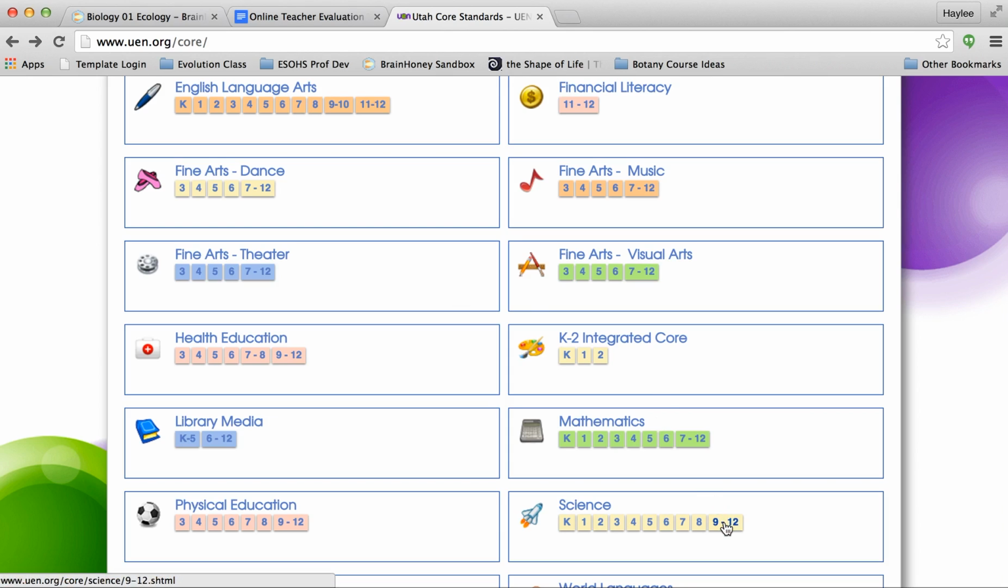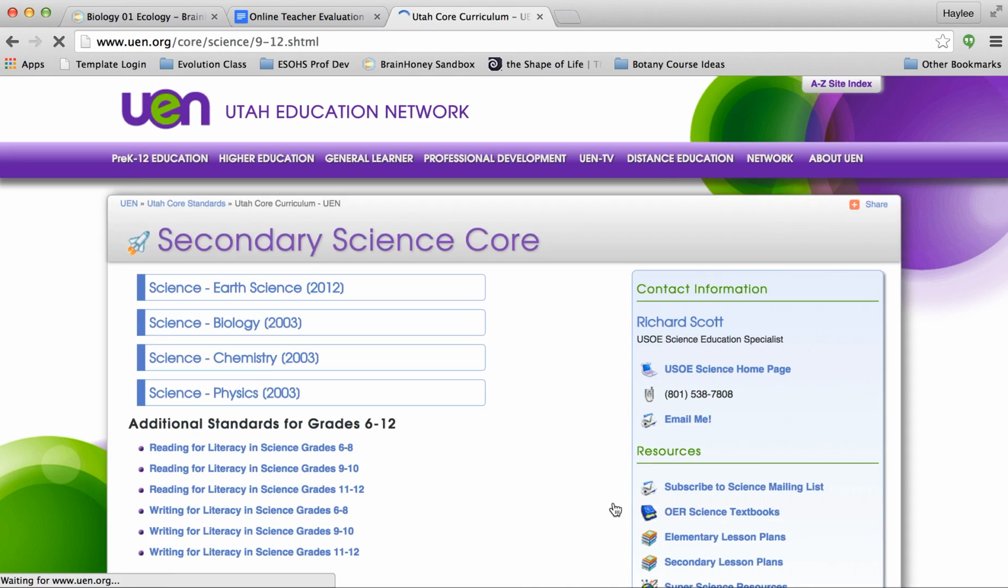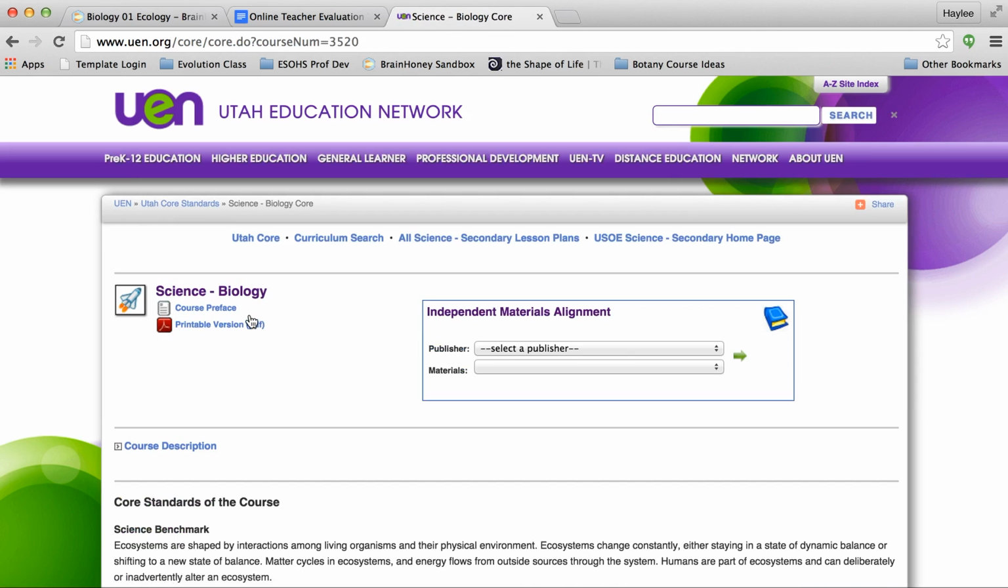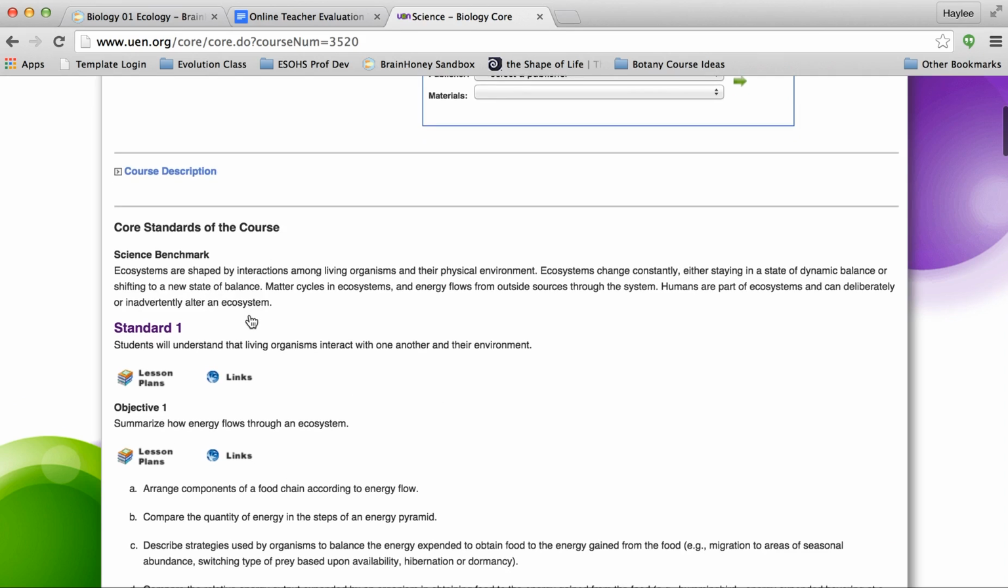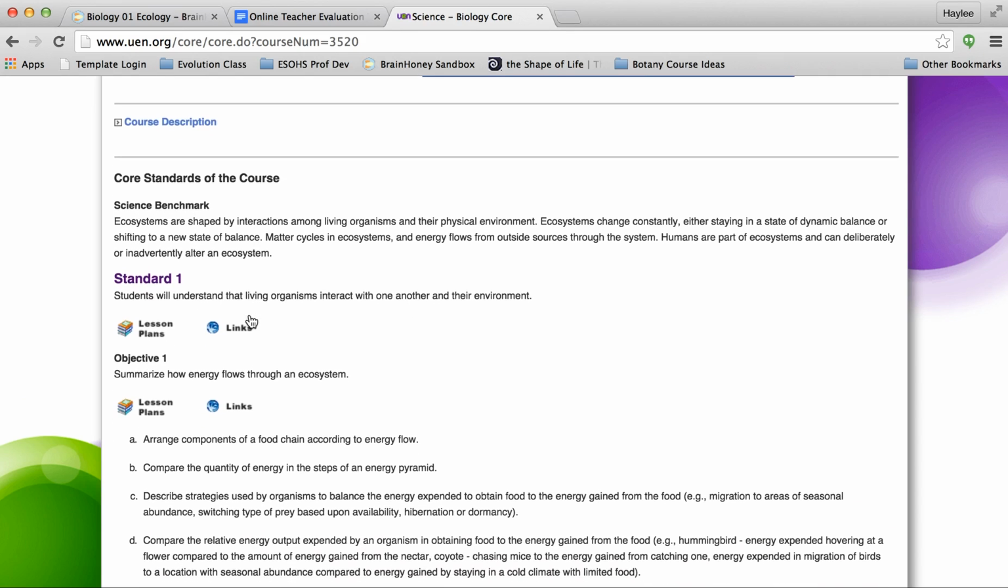So we're going to look at my core standards. I'm in science, biology. And here's my core. In biology there are 5 standards. It varies for every course. So a standard is kind of like the big idea. It's the big concept of what students should know. So standard 1, the big idea, is basically ecology. They'll understand that organisms interact with their environment.